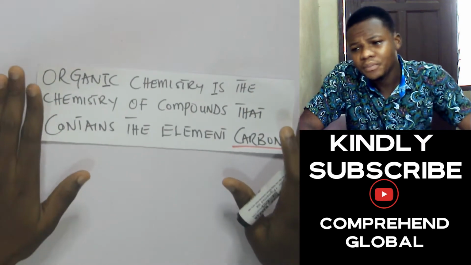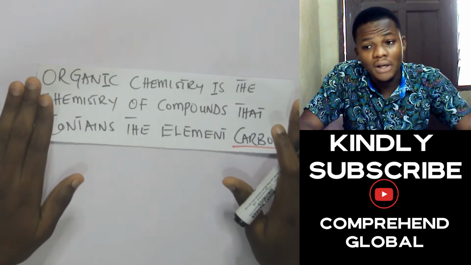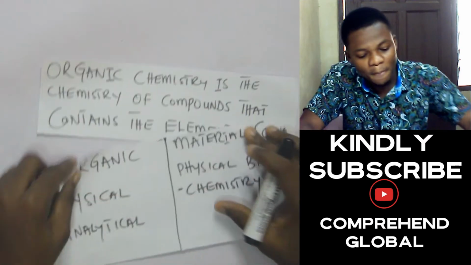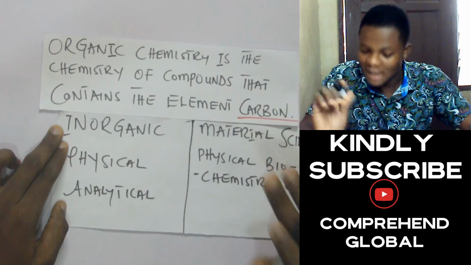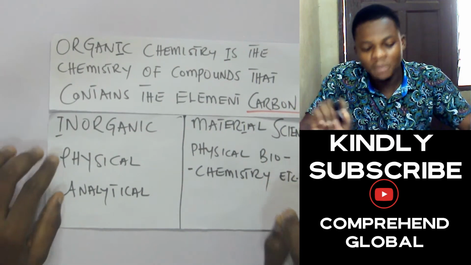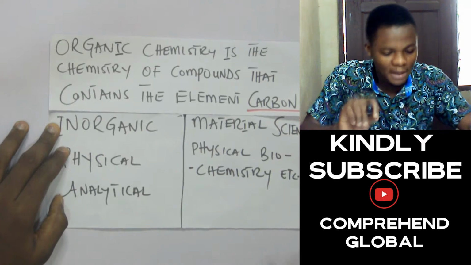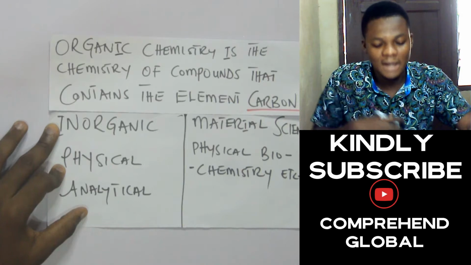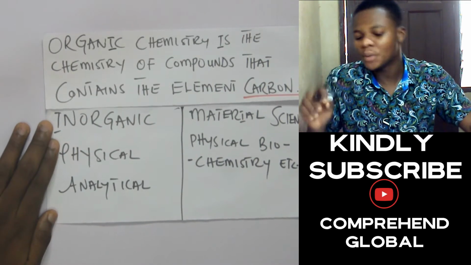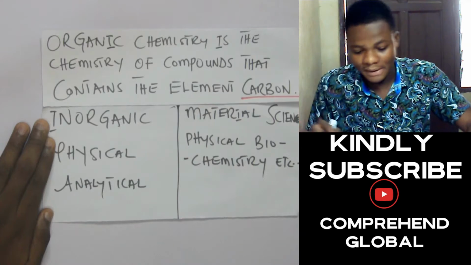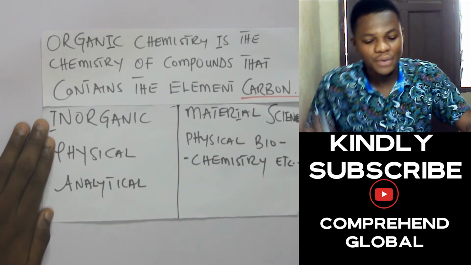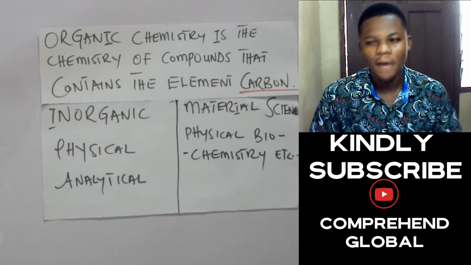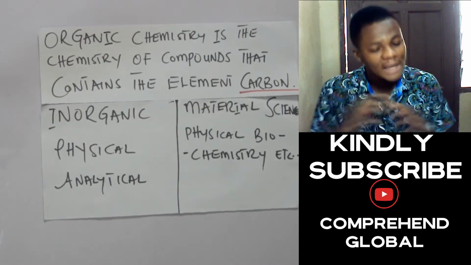Now, organic chemistry is a branch of chemistry that encompasses many classical subdisciplines such as inorganic chemistry, physical chemistry, and analytical chemistry. In other words, you find a little bit of organic chemistry in inorganic chemistry, in physical chemistry, and in analytical chemistry. Going further, you will find a little bit of organic chemistry in material science, physical biochemistry, and so on. Organic chemistry is all around us, and how are we going to see the effect of organic chemistry in our lives?